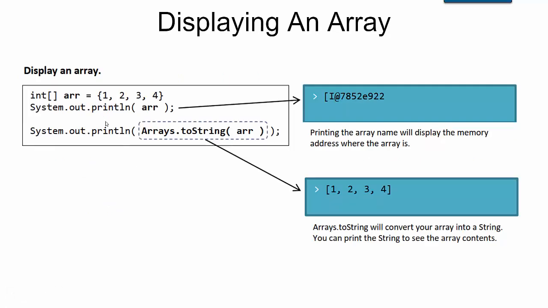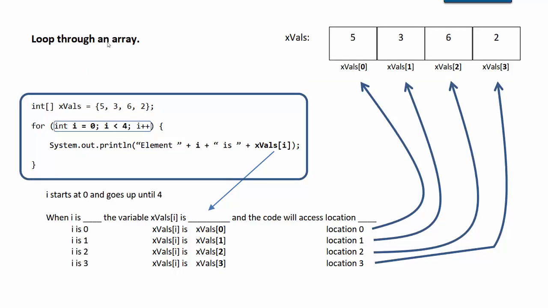We've also already talked about displaying an array. Arrays.toString is a nice way to do it. But we'll see again in a second, after looping through an array, you can also loop through it to display all the values. This is the most frequent thing that you will be doing with an array: you're going to visit every single location and do something with the value at that location. So you usually use a for loop.